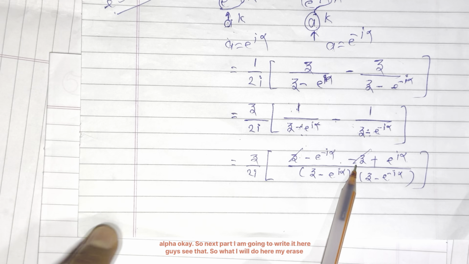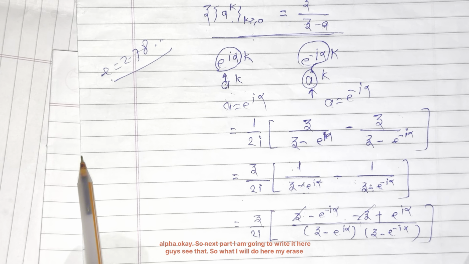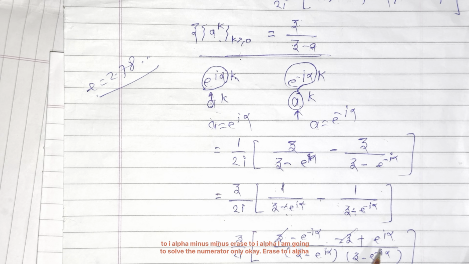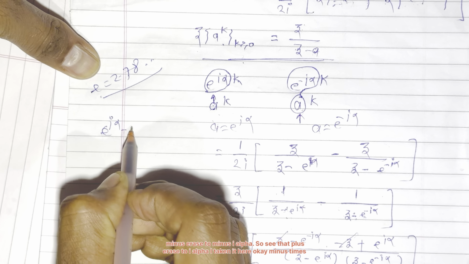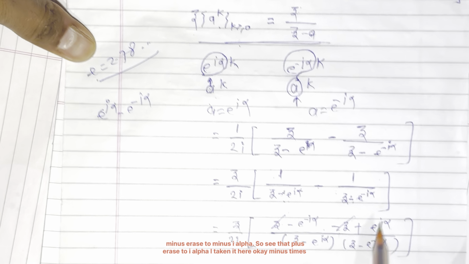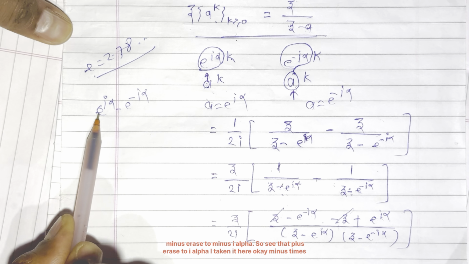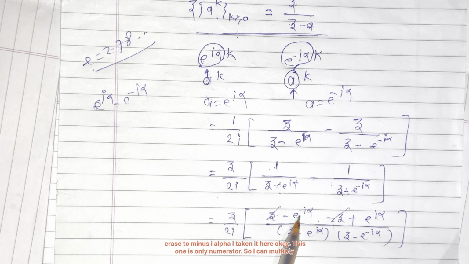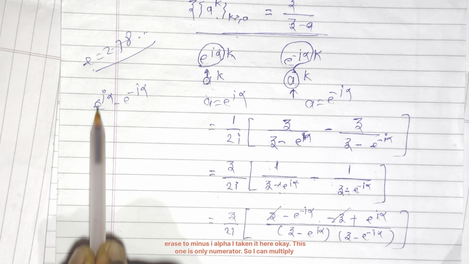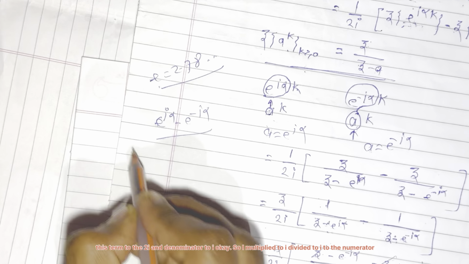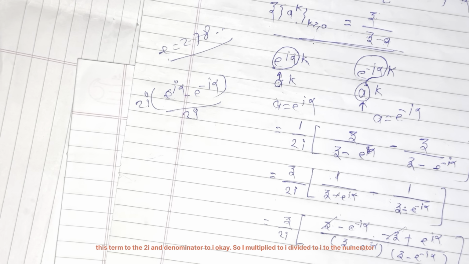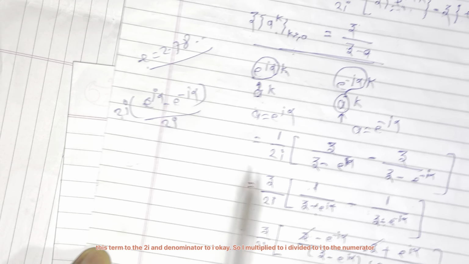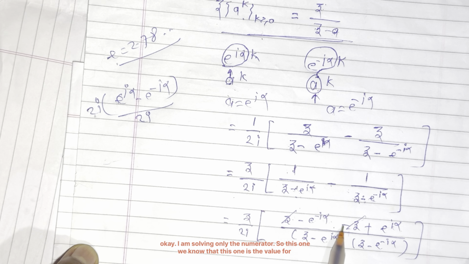So next part I'm going to write here, guys. I'm going to solve the numerator only. e raised to I alpha minus e raised to minus I alpha, so plus e raised to I alpha taken here, minus e raised to minus I alpha taken here. This one is only the numerator, so I can multiply this term by 2i and divide by 2i. I multiplied 2i, divided 2i to the numerator. I'm solving only the numerator.